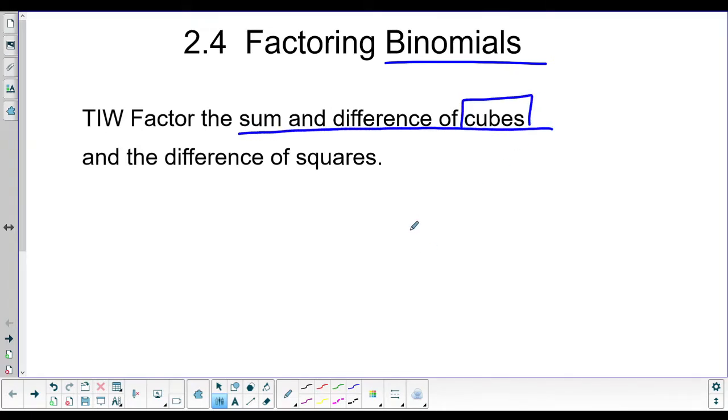I'm going to give you a formula that we can use to factor these. And then we're going to look at differences of squares. These ones are pretty easy. These ones students tend to not be a huge fan of because there's a formula and it's not the same every single time. You have to use your brain a little bit and think about the answer.